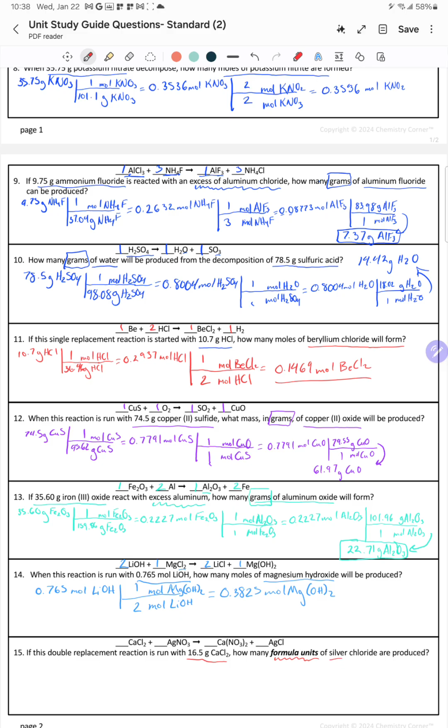All right, silver chloride. So I'm trying to find my particles in this case. But nonetheless, I still have to go to my moles, because if you look at your mole wheel, in order to get to particles from grams, you have to go grams to a mole. And since it's two different substances, that means you have to go from grams to moles, a mole to another mole, and then a mole to our formula units. So we still have to convert grams to moles. So we have 16.5 grams of calcium chloride.